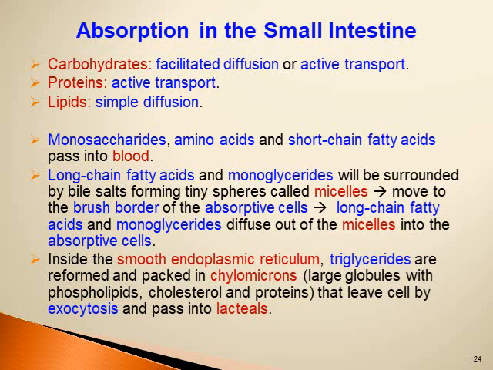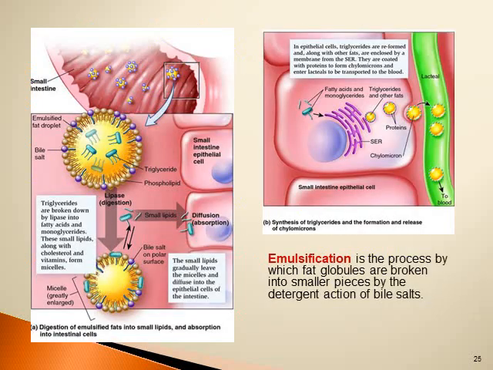Inside the smooth endoplasmic reticulum of the absorptive cells, triglycerides are reformed and packed into chylomicrons. These are large globules with phospholipids, cholesterol, and proteins that leave the absorptive cells by exocytosis, and they will enter the circulation via the lymphatics or the lacteals.